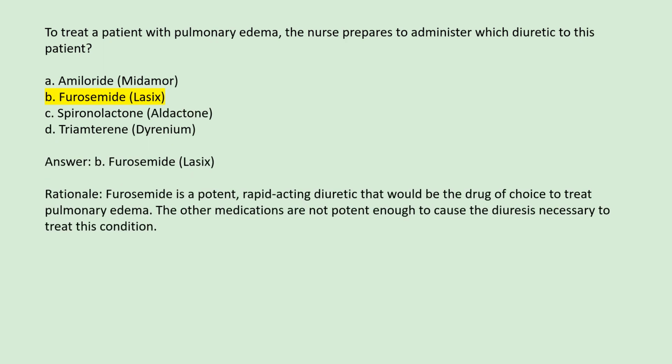Answer: B. Furosemide, Lasix. Rationale: furosemide is a potent, rapid-acting diuretic that would be the drug of choice to treat pulmonary edema. The other medications are not potent enough to cause the diuresis necessary to treat this condition.